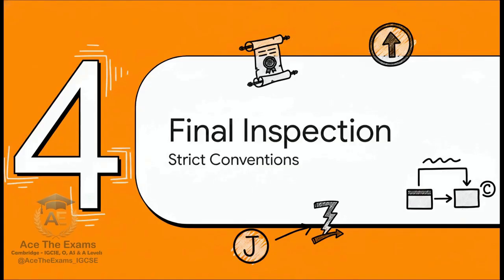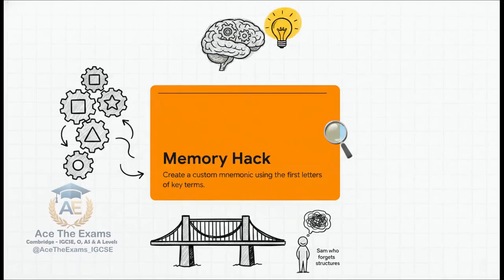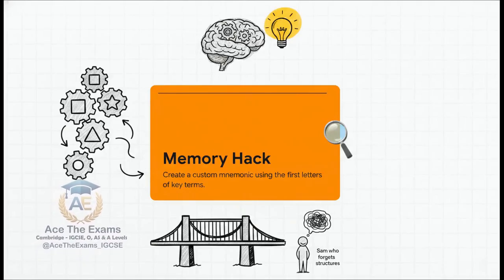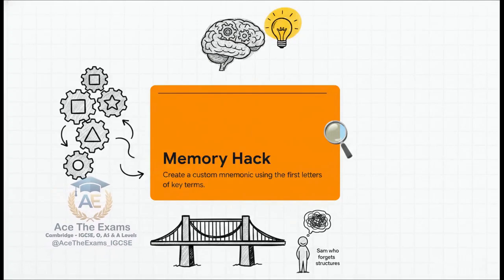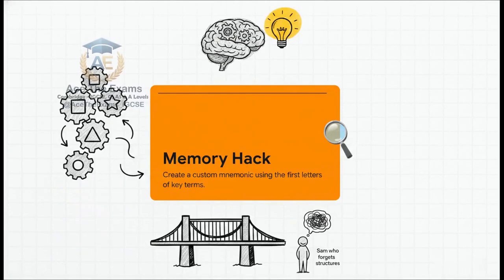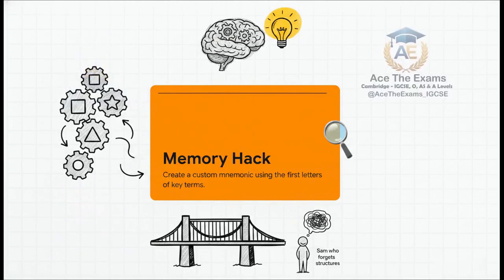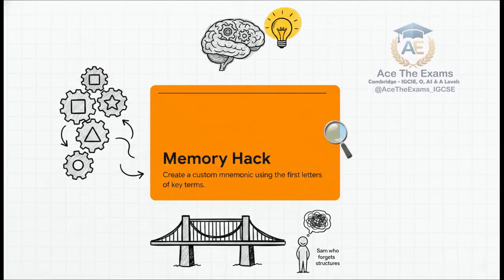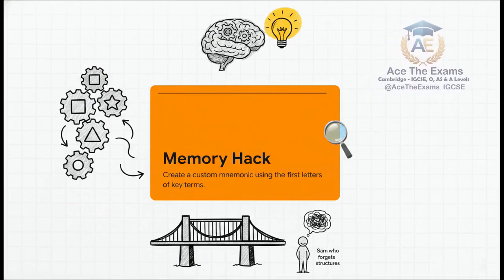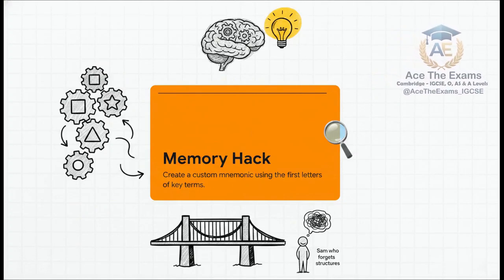Section 4. The final build inspection. Let's check those strict conventions. A flawless exterior finish requires strict, unwavering conventions. You need to define your variables, use standard SI units like joules, and annotate exactly when and where you apply the conservation principle. To lock in this methodical processing, try a memory hack using the first letters of our standardized sequence. Identify, apply, execute, verify, present.